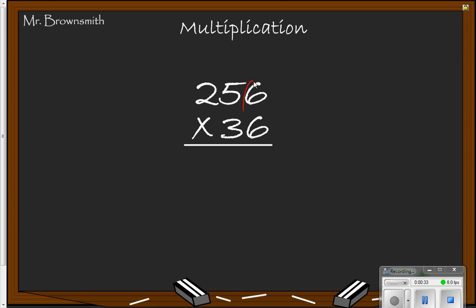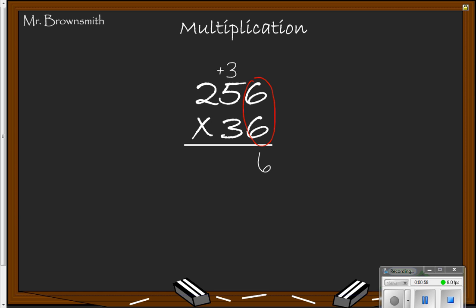That would be the two sixes. So we're going to start with the ones place, and we're going to multiply 6 times 6. And if we multiply 6 times 6, we get 36. And what we're going to do is put that 6 down here, and we're going to bring the 3 up top. Now this 3 up top is important because we're going to add that 3 to the next numbers that we multiply.